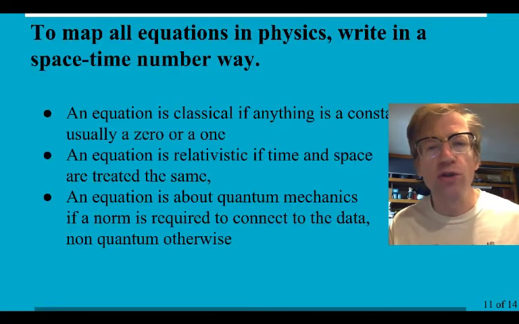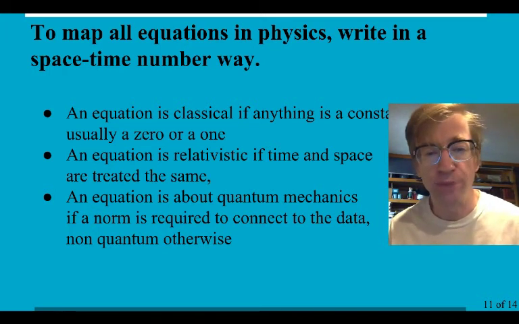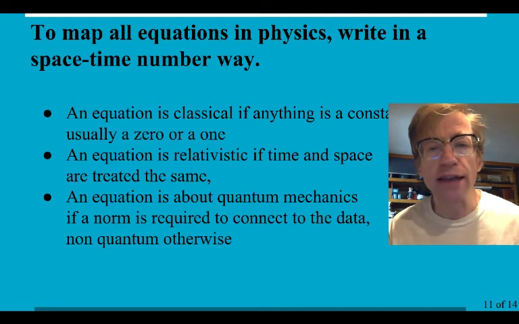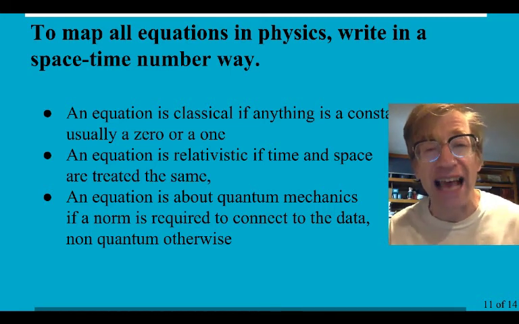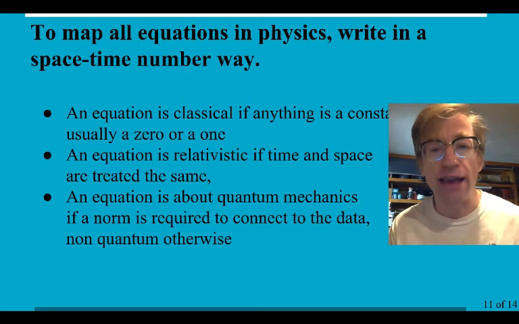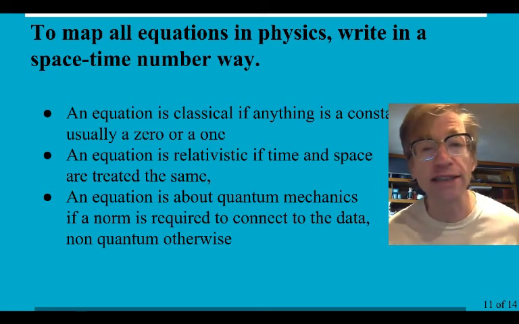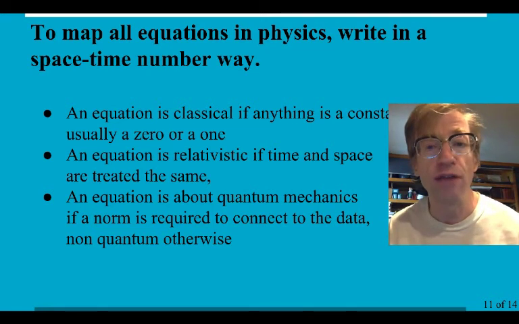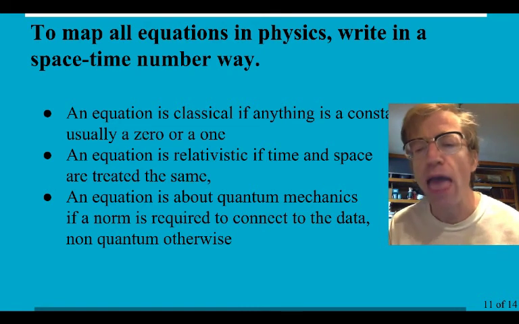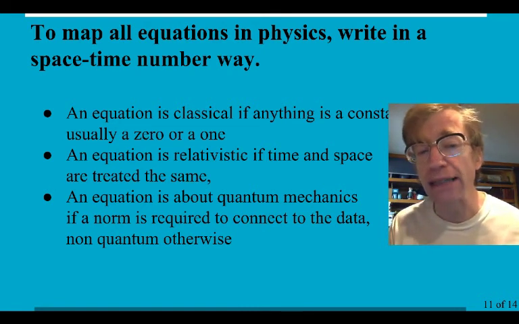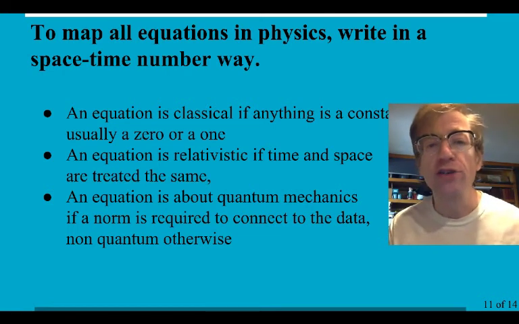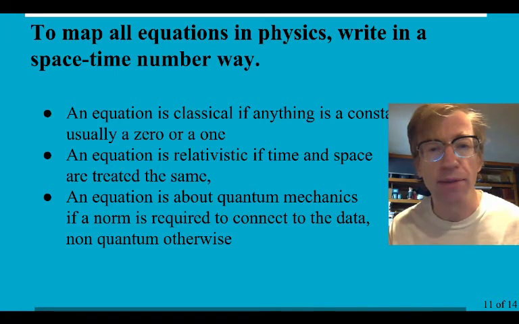So how am I going to do my map using math? All right. I'm going to write all expressions using the space-time numbers. And then if that expression has a constant in it of any sort, like a zero or one, that's going to be what classical physics is about. It's going to be a relativistic equation if time and space are always treated on similar terms, with no constant in there. And then an equation that's going to be about quantum mechanics if a norm is required to connect to the data. And otherwise, it's not about quantum mechanics. And that's it for the rules.